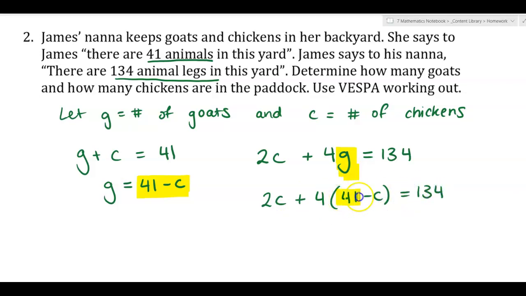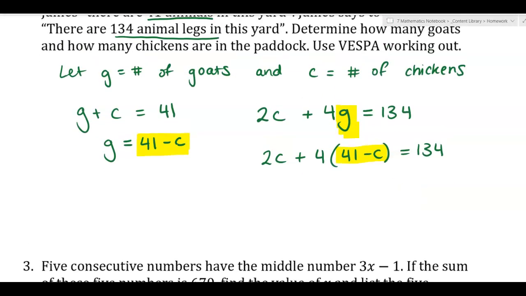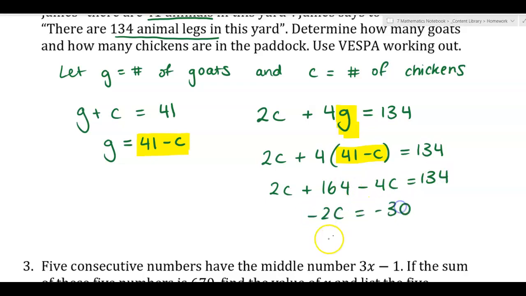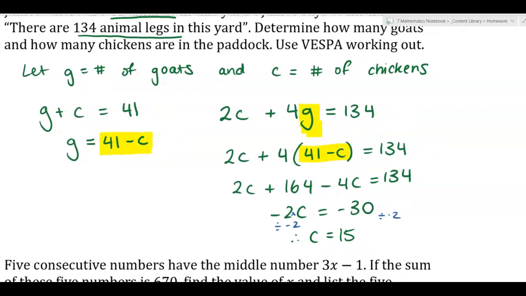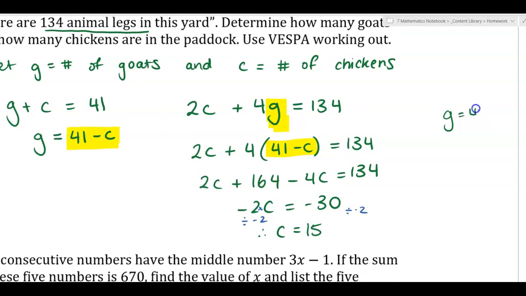This is definitely complex unfamiliar, guys. This is a hard question. We get 2C plus 164 minus 4C equals 134. So we get negative 2C equals negative 30. Therefore, C equals, what is in between the negative 2 and the C here? Times. So that means I have to divide both sides by negative 2, and I get C equals positive 15. If there are 15 chickens, how many goats are there? Good, 41 minus 15, so G equals 41 minus 15, which is 26.